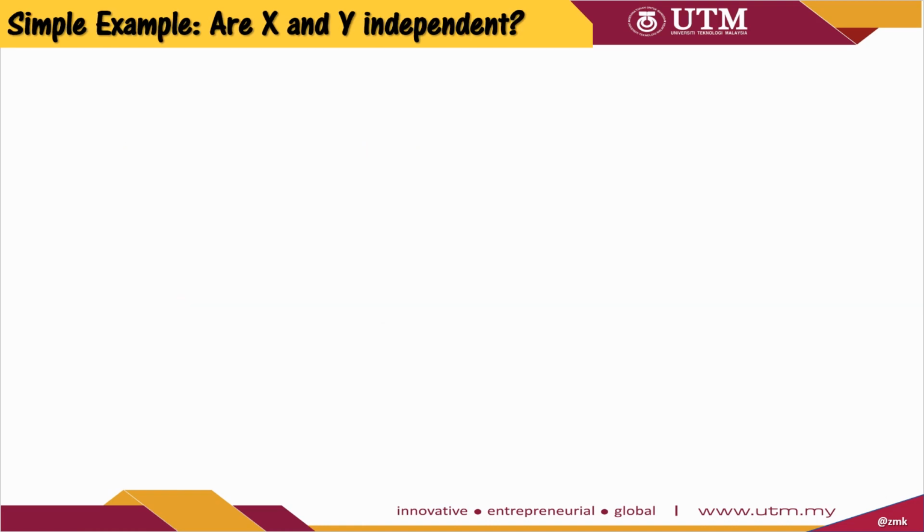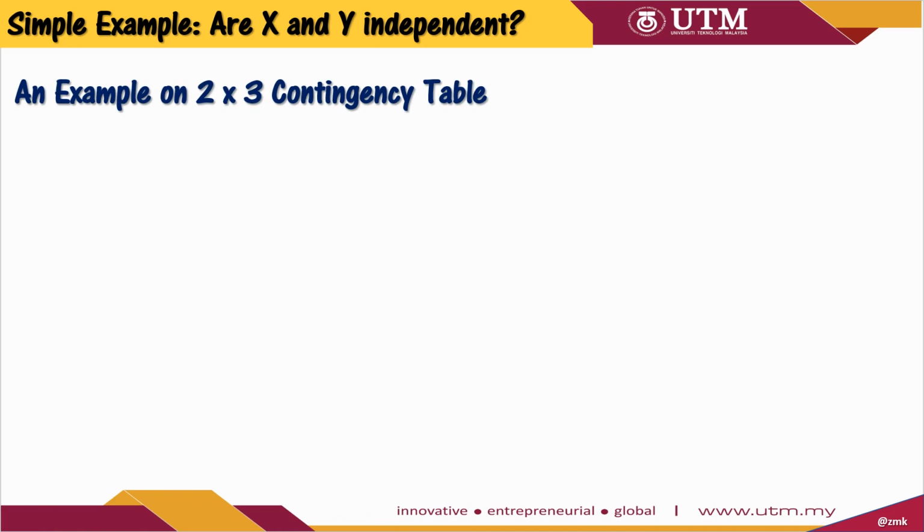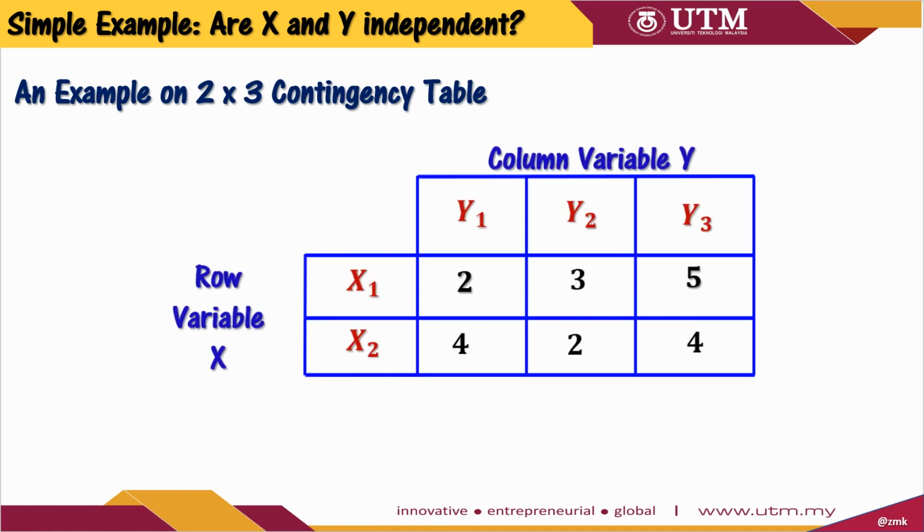To understand an independence test, let us start with this simple example. Suppose a set of data related to two variables x and y are summarized into a 2x3 contingency table as follows, where x is called the row variable with two subcategories and y is called the column variable with three subcategories. Please note that x and y are only generic notations and the position of x and y can be flexible. However, when we mention the contingency table, usually we will mention the row first, followed by the column.